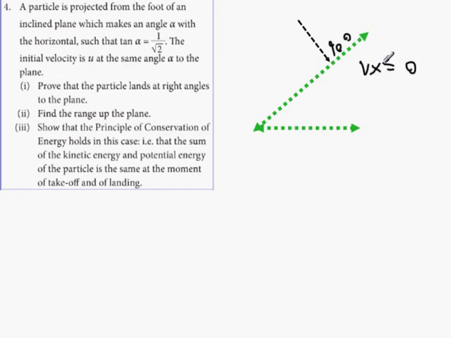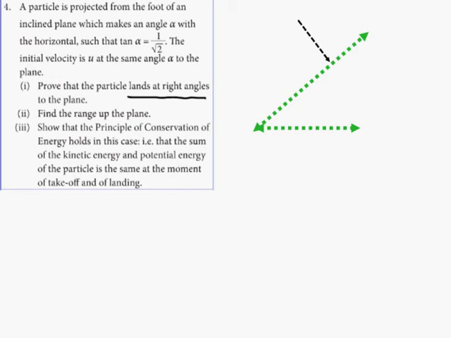So lads, something that's pre-rehearsed and learned off. Anytime you see particle lands at right angles to the plane, phi x equals 0 is where you find your time. Okay? So always remember that. Now, what we have next is proof that it lands at right angles to the plane.